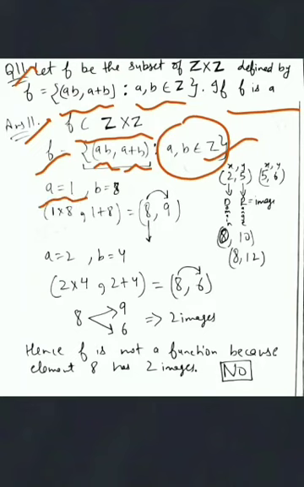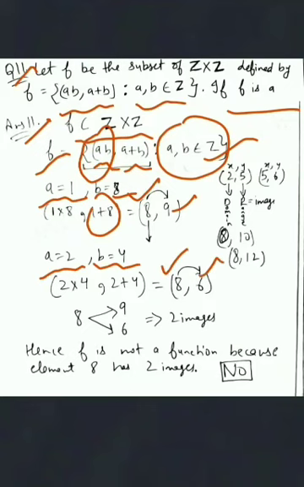Put a equal to 1 and b equal to 8. If we put a equal to 1 and b equal to 8, you will get this domain, that domain is 8, and you will get range equal to 9. So again, if we put a equal to 2 and b equal to 4 in the same function, you will get the domain is 8 and the range is 6. And we know that when you put the domain, it will make a unique image. But here you can observe that 8 makes 2 images. So hence f is not a function. Okay.